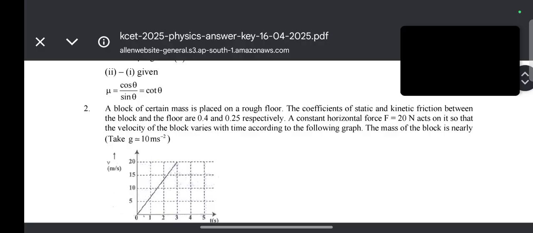Next, the second question is: a block of certain mass is placed on a rough floor. The coefficients of static and kinetic friction between the block and the floor are 0.4 and 0.25 respectively. A constant horizontal force F equal to 20 N acts on it so that the velocity of the block varies with time according to the following graph. The mass of the block is nearly, they have given.